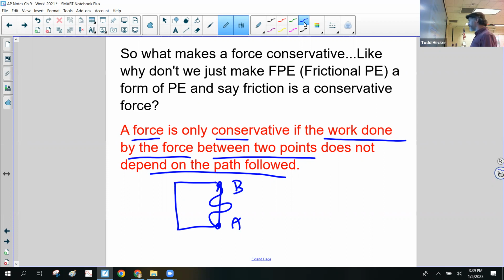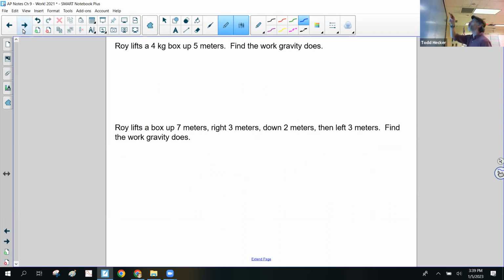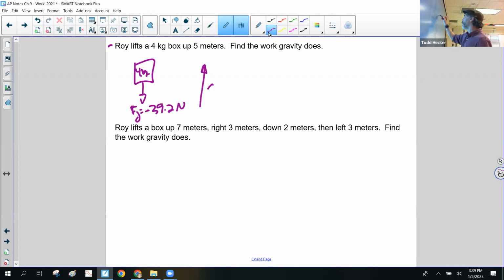Let me see if I can run through these numbers relatively quickly. I don't want to get too bogged down with this because it's really not that big a deal. Long story short, in this first example we've got Roy. He's going to lift a 4-kilogram box up 5 meters. Here's my 4-kilogram box. The force of gravity on it is going to be negative 39.2 newtons, just 4 times 9.8. And we're going to move it up through a vertical displacement of 5 meters.